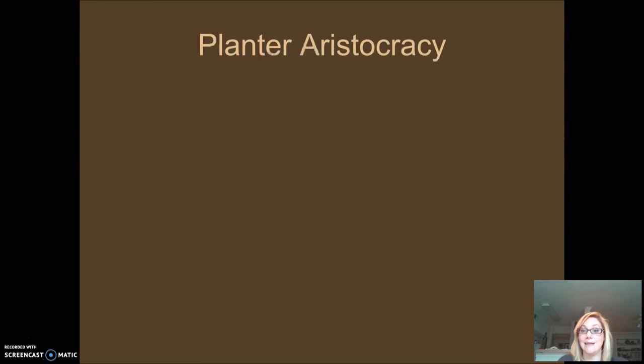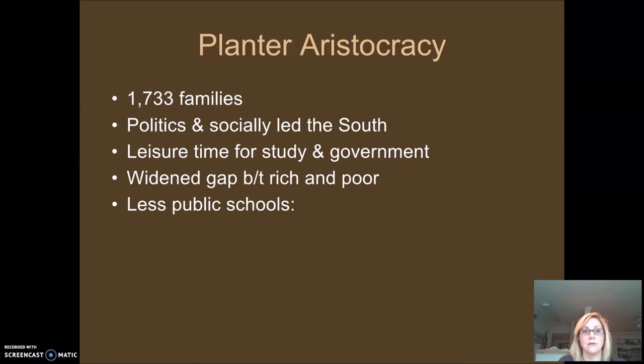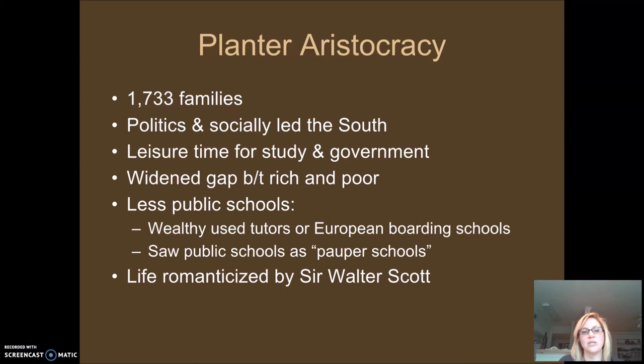There was a lack of manufacturing. So we talked about this. The planter aristocracy, remember I said that 1%? It was 1,733 families out of the entire South, from Virginia to Texas, the whole thing. Well, not Texas at this point, but they will basically lead the South. Everything will be around their whim, and people lesser than them will not really have a say.